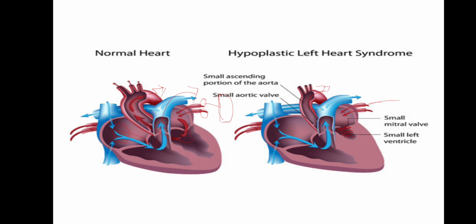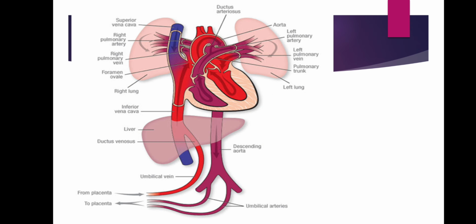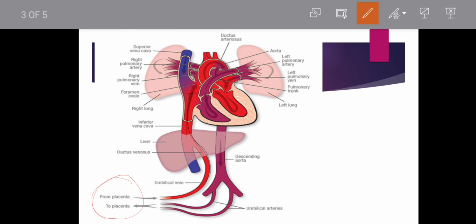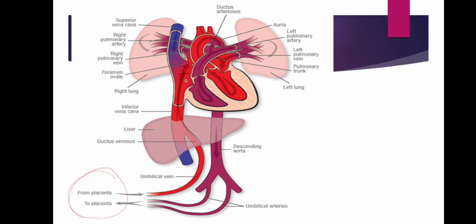So how does the child survive after birth, and how does the child survive in utero? Normally in utero, the blood is oxygenated by the placenta, and the oxygenated blood enters from the umbilical vein into the right atrium, and from the right atrium most of the blood enters the left atrium. From the left atrium this blood enters the left ventricle, then the aorta, and then all the branches. But in hypoplastic left heart syndrome, as I said, there is an absence of the left ventricle.